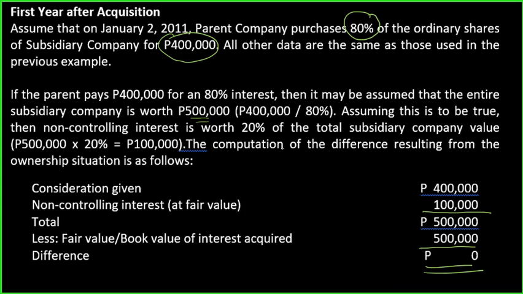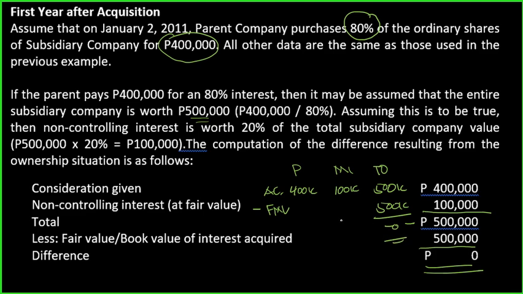So, ayun. Now, another way to show that, okay, if you have here the parent, and then you have the minority interest. Total, okay, so you have the acquisition cost. The parent paid 400,000. The fair market value of your minority interest is 100,000. You have a total of 500,000. Less the book value sana, pero since book value is the same with the fair market value, which is 500,000, shortcut, di ba? Acquisition cost less fair market value equals goodwill.